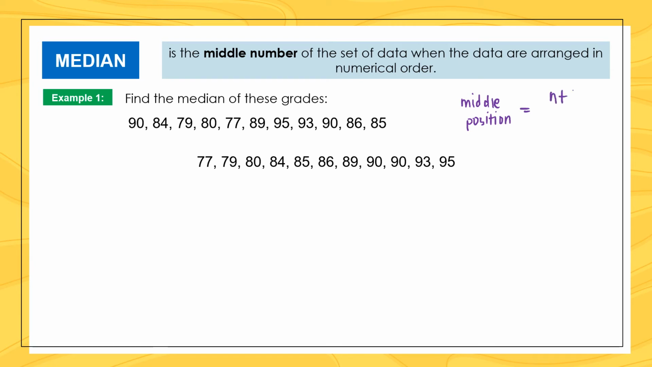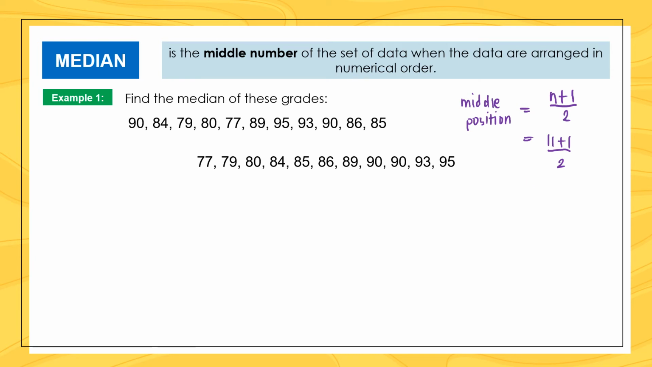N plus 1, where n is the number of data that you have, all over 2. Okay? N plus 1 over 2. So for example, in this case, you have 2, 4, 6, 8, 10, 11. 11 data. Therefore, you will have 11 plus 1 all over 2. 11 plus 1, that's 12 over 2, that is equal to 6.